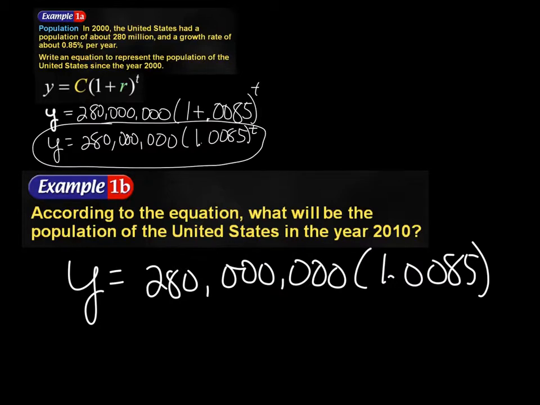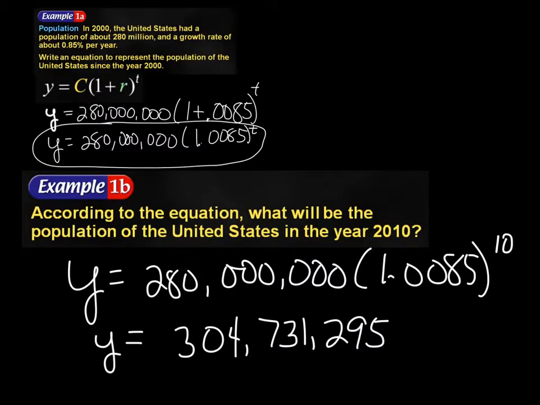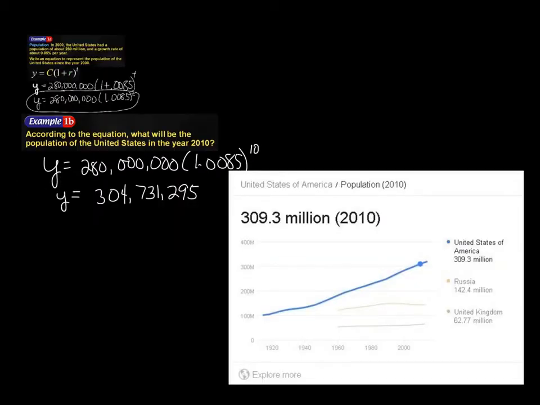According to the equation, what will the population of the United States be in the year 2010? So we're going to put 10, because it was years since 2000, and type it in the calculator. And I got 304,731,295. When I Googled it, it was actually 309.3 million. So that's a ballpark prediction.